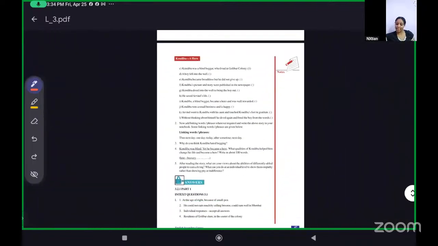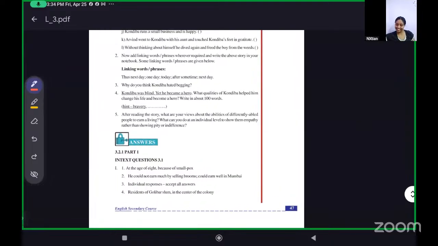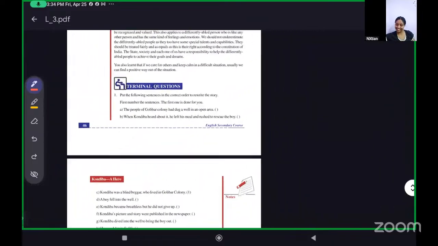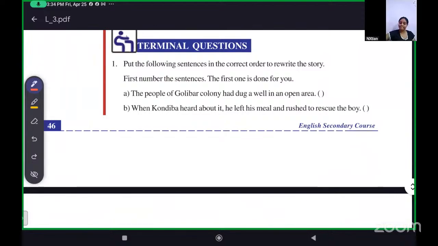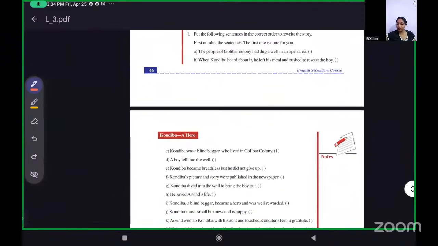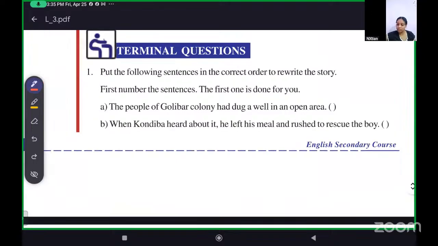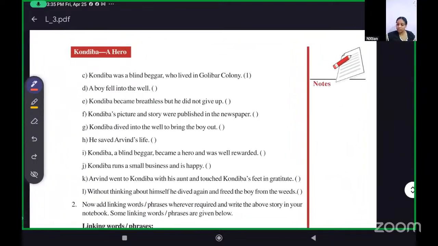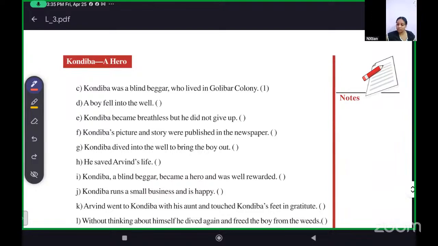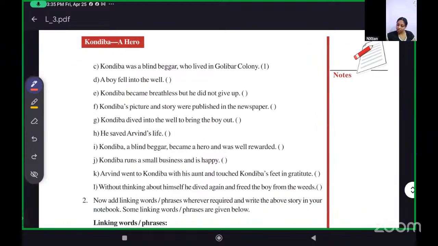So this exercise was fun. Now you all have to try out the next questions. You have to put the sentences in the correct order. Some sentences are given here, A to L. You have to put them in the right order. Can you hear me? Yes. So you don't have to rewrite everything. If you have the book PDF, you can just put numbering.